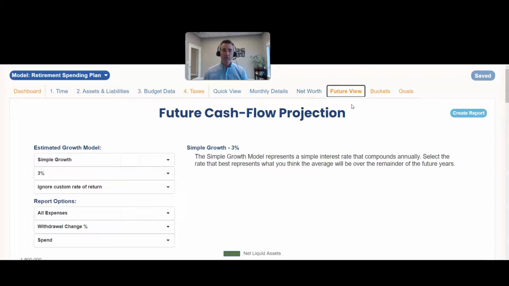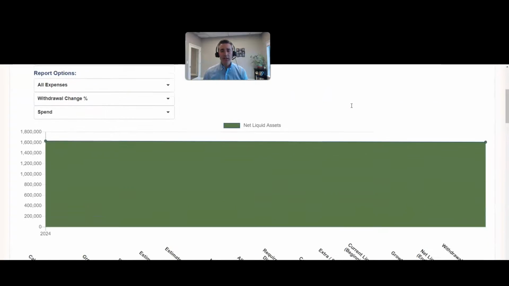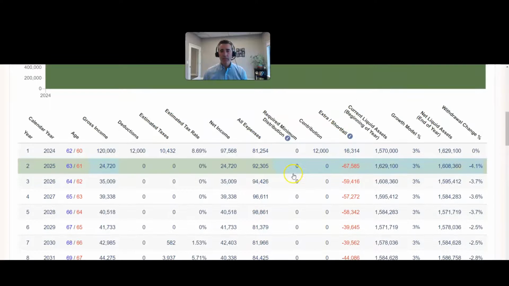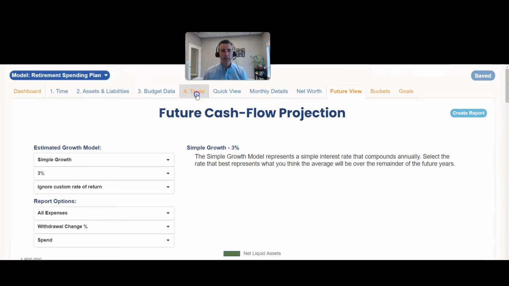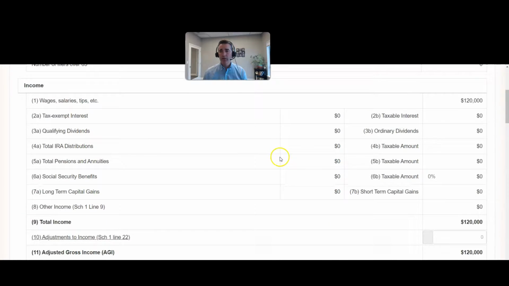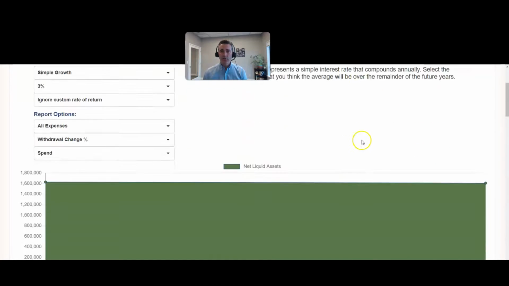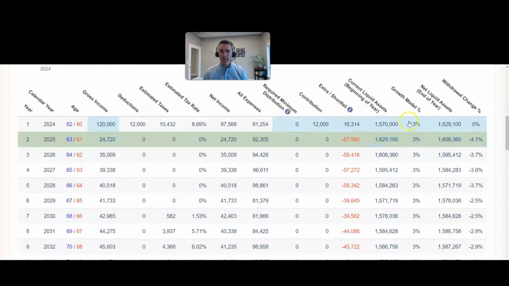And then on the future view, this is the piece that people get really excited about, because of what it's going to show them. In this case, you can see he has income of $120,000 a year, and we've got the deductions for his 401k and his estimated taxes based on the federal income tax liability. We automatically do those calculations over here. And then on the future view, you can see this first year right now, they're in a really good position, and we're just going to assume their money's only growing at 3% per year.